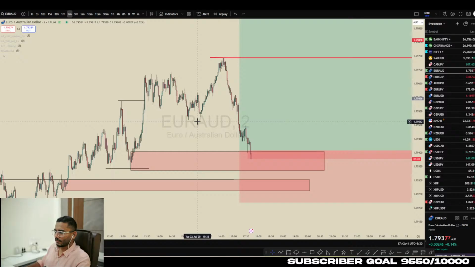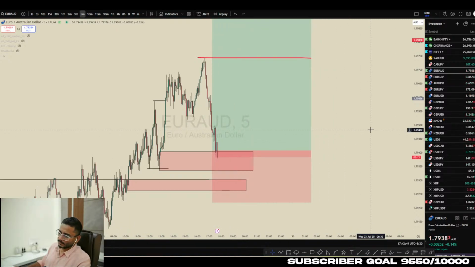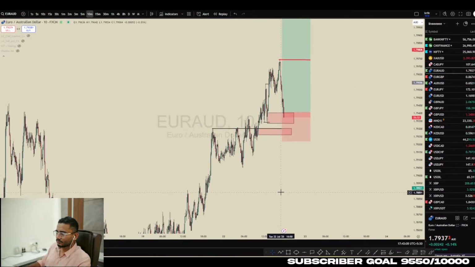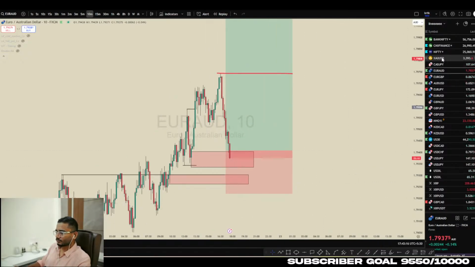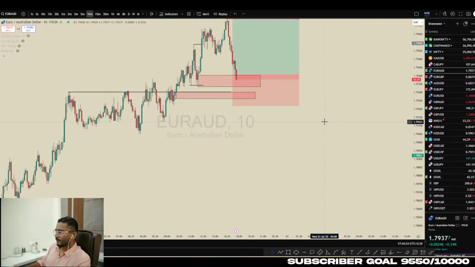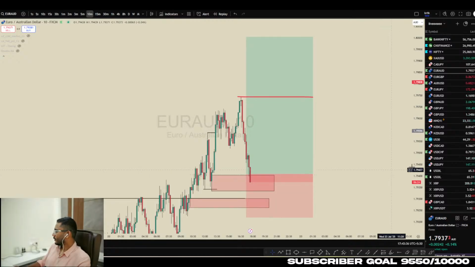It should create a new leg. Expecting it to equal lows. On which one?